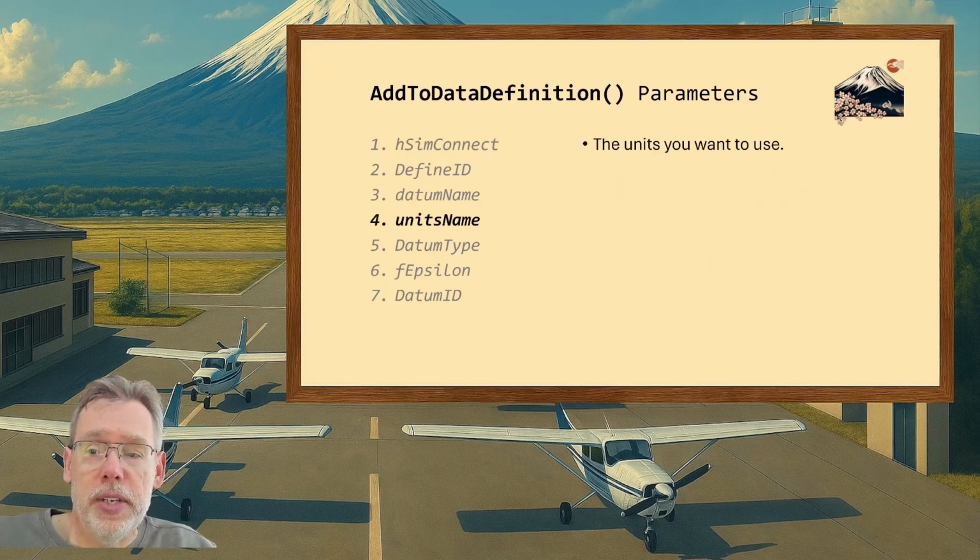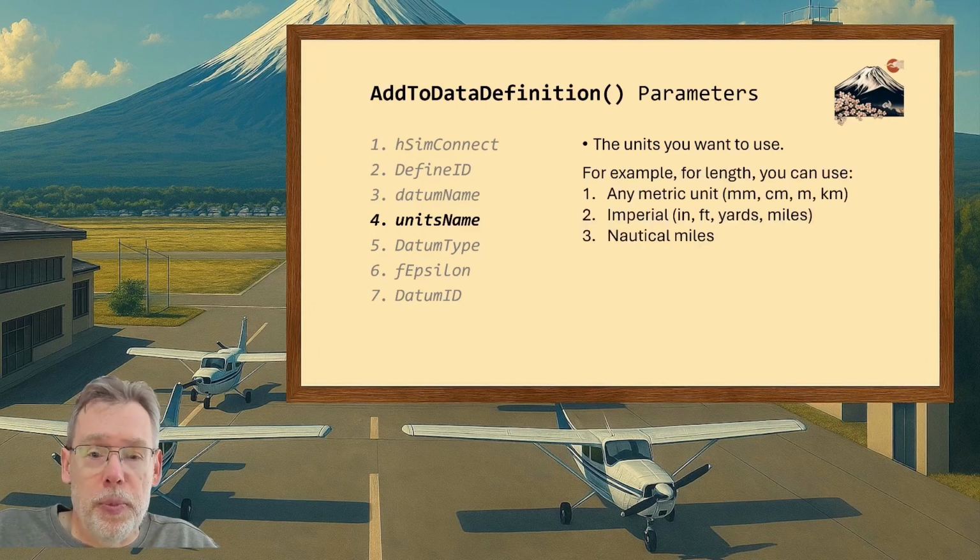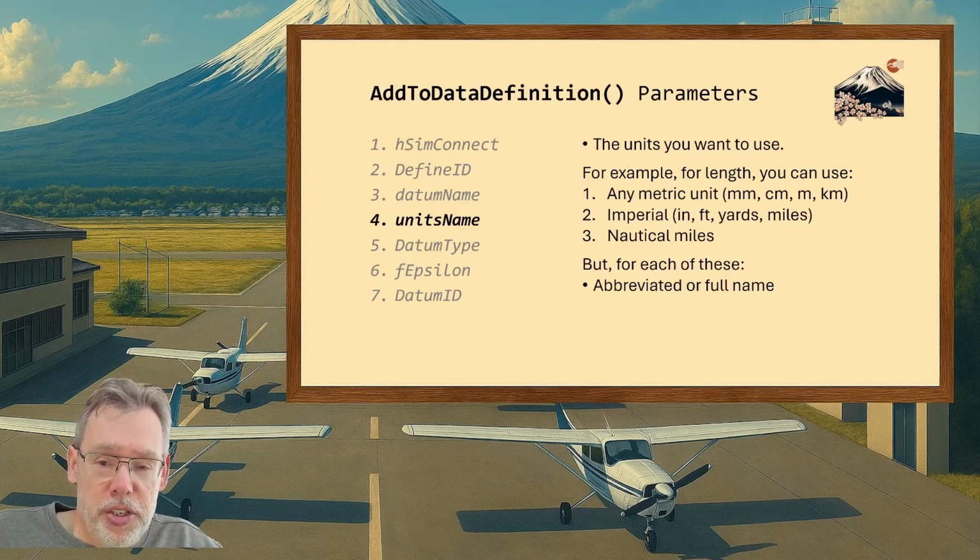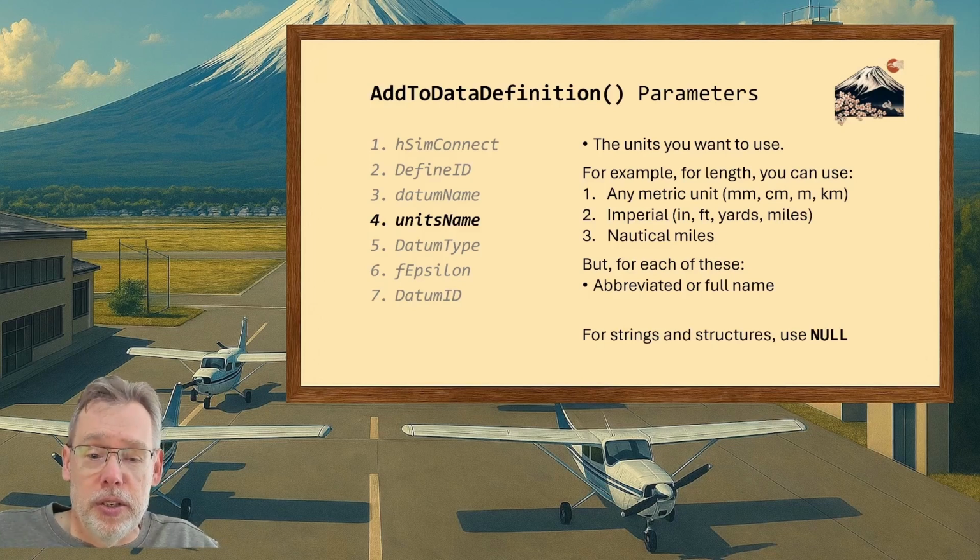Then the unit's name, that is the unit you want to use. So this is what the simulator has to return the value in. For example, you can use any metric unit, millimeters, centimeters, meters, and kilometers for length. But you can also use inches, feet, yards, miles, and if it's a distance, you could use nautical miles. All of these actually, you have both abbreviations, if worthwhile, and full names. For strings and such, of course, you have to use null or an empty string because a unit is not a valid thing to choose there.